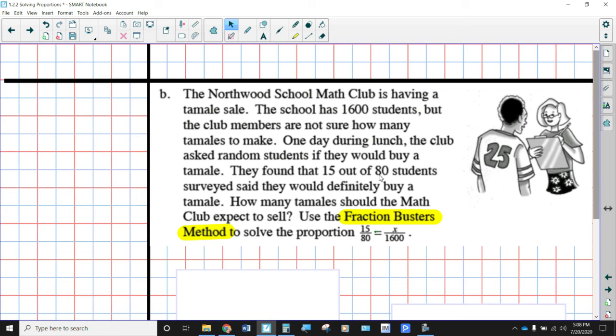So, assuming that this is a properly randomized survey of the student population, they set up this ratio. If 15 out of every 80 students we survey will likely buy a tamale, how many total students out of the 1,600 would we expect to do it?